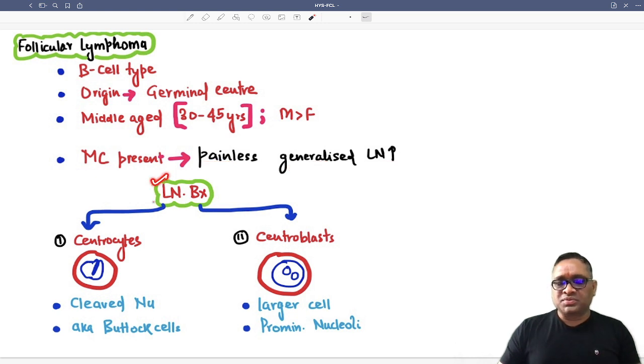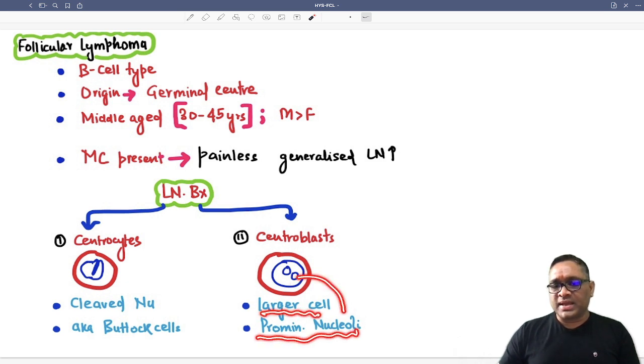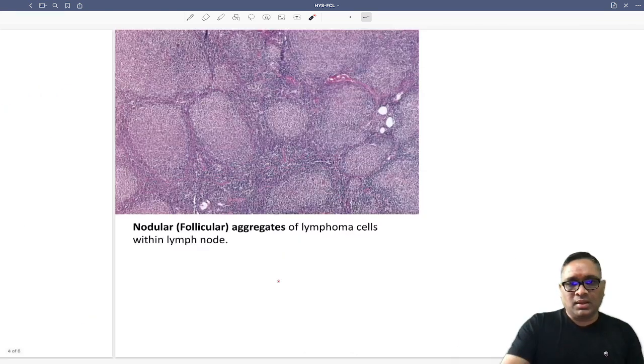And on lymph node biopsy, we are going to see two kinds of cells, centrocytes and centroblasts. Centrocytes are the cells which will be having cleaved nuclei. You can see they are having cleaved nuclei, and that is why they are also called buttock cells. Centroblasts will be having no cleavage in the nuclei. They are larger cells and they will be having prominent nucleoli, as you can see here, right? So there is a prominent nucleoli in this cell, right?